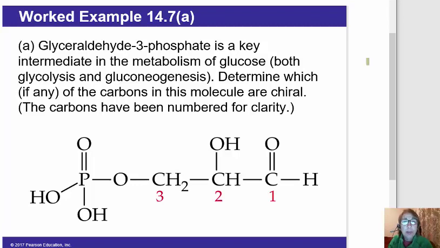Let's look at worked example 14.7. Glyceraldehyde, here's our aldehyde group. Glyceraldehyde 3-phosphate is a key intermediate in the metabolism of glucose, both glycolysis and gluconeogenesis. Determine which, if any, of the carbons in this molecule are chiral, and the carbons have been numbered for clarity. So pause the video and identify which carbons are chiral.